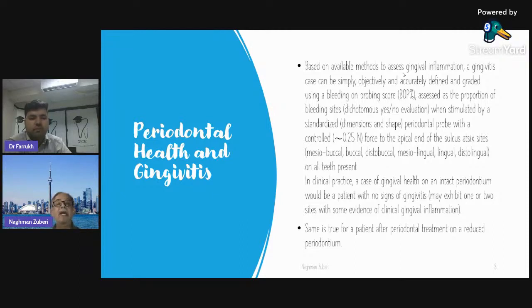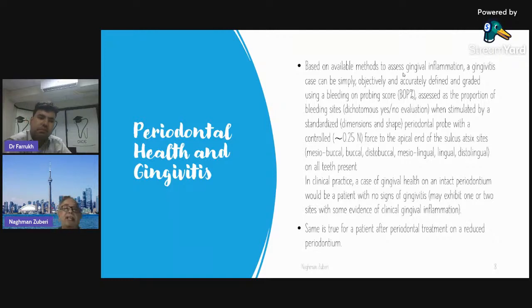It is assessed when stimulated by a standardized periodontal probe, of standard dimensions and shape, with a controlled force applied of 0.25 Newton to the apical end of the sulcus at those six sites which I told you. And what are those six sites? The mesiobuccal site, buccal site, distobuccal site, and the mesiolingual site, lingual site, and the distolingual site. We are talking about only one tooth. So every single tooth will be assessed at these six sites.